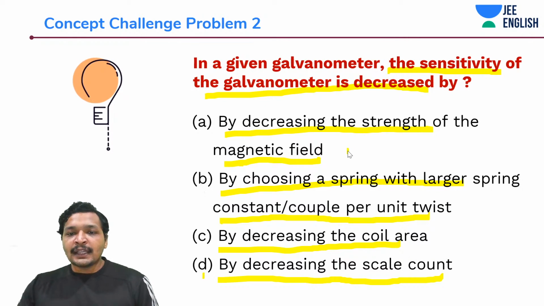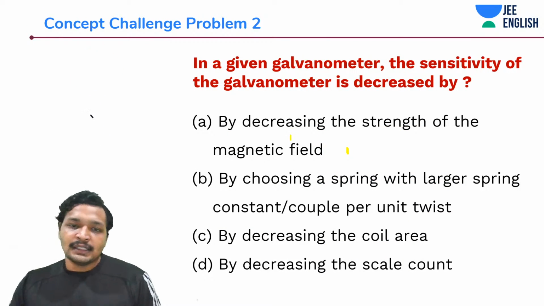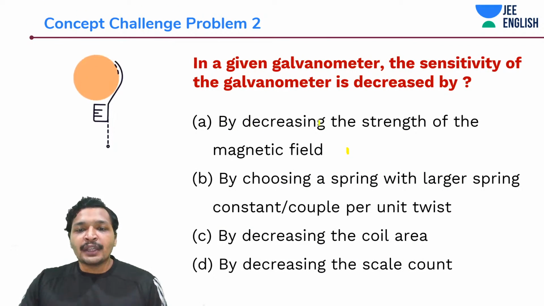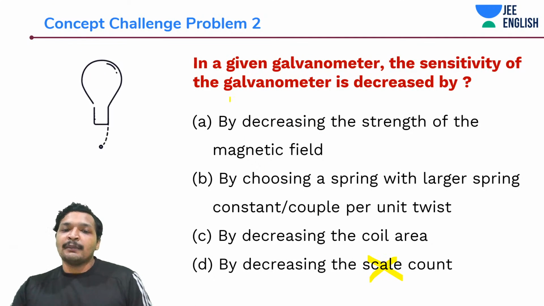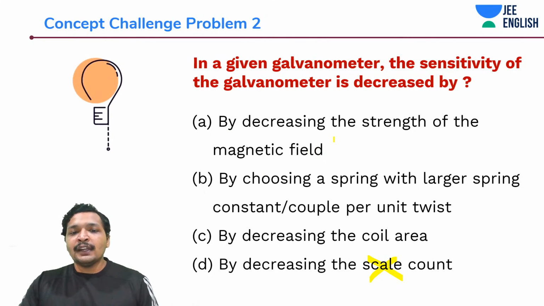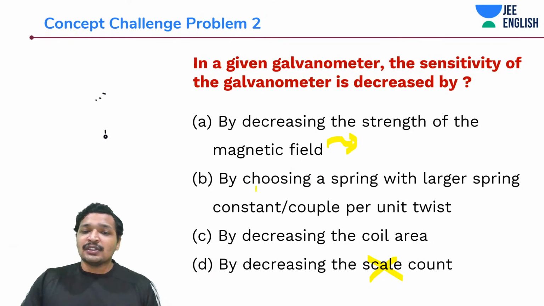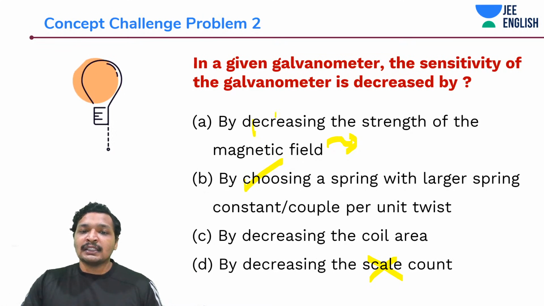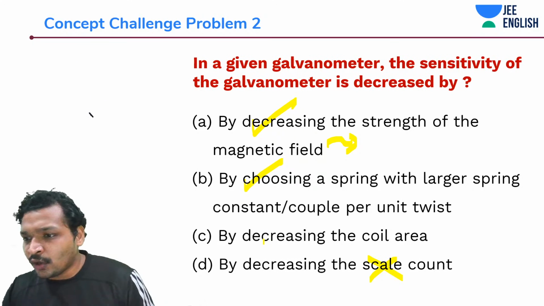If I decrease the strength of the field, my galvanometer may not be precise in terms of torque. Yes, it's going to be A, B, C. D, scale count, is irrelevant. I'll come to that point. By decreasing the strength of the magnetic field, you will reduce the sensitivity. By increasing the spring constant, it will become more rigid. That means you will decrease the sensitivity. So this is also correct. By decreasing the coil area, you will also be producing lesser torque.